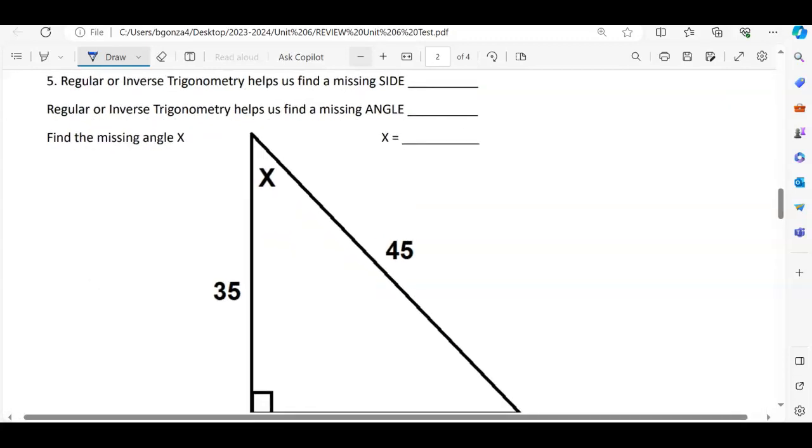Regular trigonometry helps us find a missing side. Whenever we were just doing normal trigonometry, we were finding missing sides. But to find an angle, that's inverse trigonometry. So you've got to know that regular is for sides and inverse is for angles. Okay.